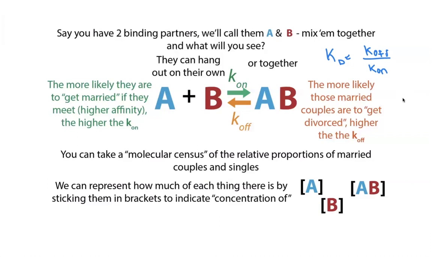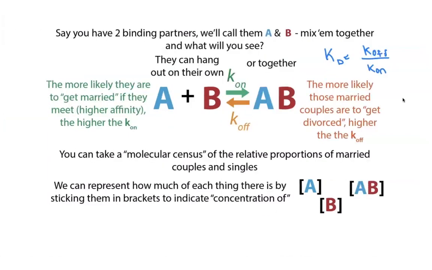All being equal, if you were to increase the K on, you're going to decrease the KD. And if you were to decrease the K off, you would decrease the KD as well. Hopefully this will make more sense when we talk about KD in terms of concentrations at equilibrium. Just remember that those concentrations at equilibrium are coming from how likely they are to get married if they bump into one another, and how likely they are to get divorced if they get married. You reach an equilibrium where for each one that gets married, there's a couple that gets divorced. And so the absolute numbers on either side of the equation aren't changing.